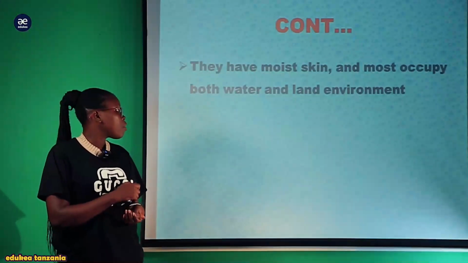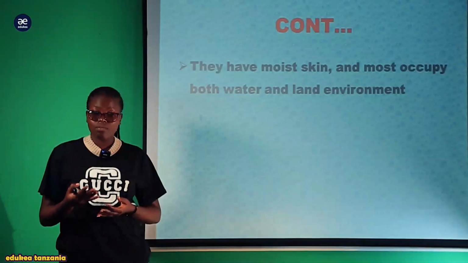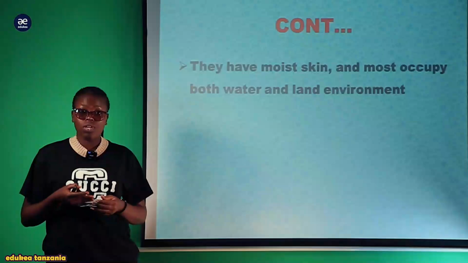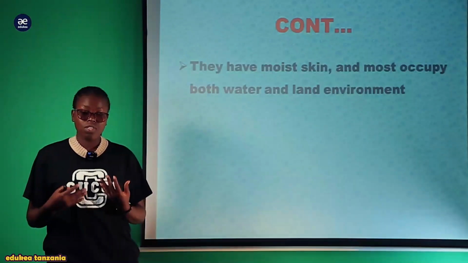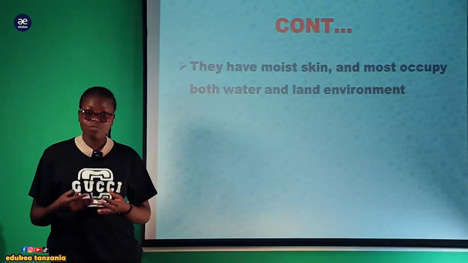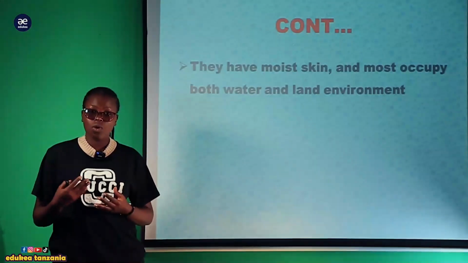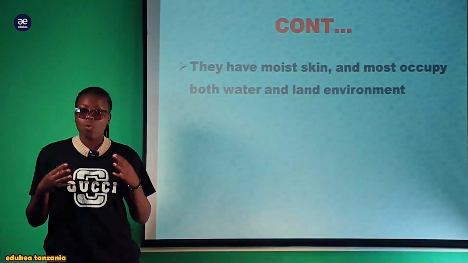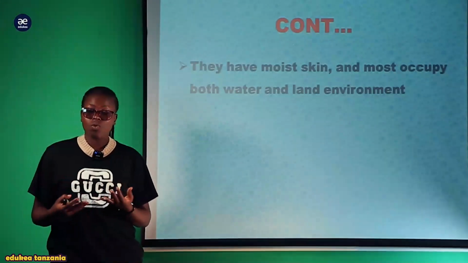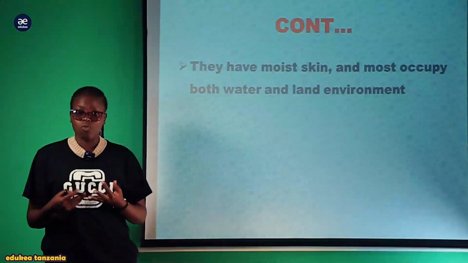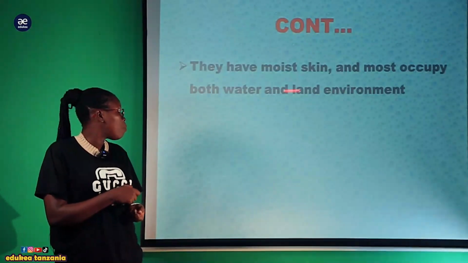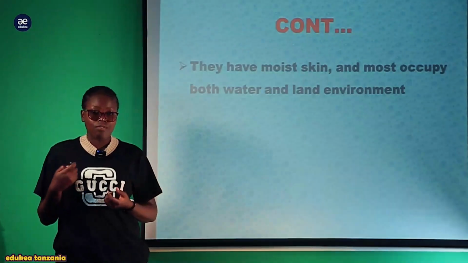Vile vile they have the moist skin. This is one of the adaptations to the terrestrial environment kwa ajili ya kuweza kureduce the dehydration of the water loss. So their skin is made up of this moist skin kwa sababu within their body kuna glands ambazo produce mucus kwa ajili ya kuensure kwamba muda wote wanakuwa na baki moist kwa ajili ya kuweza kureduce the problem of dehydration or drying out. So they have this moist skin and mostly occupy both water and land environment.